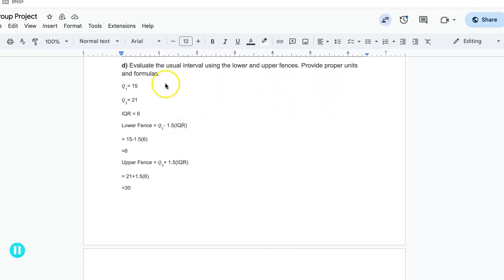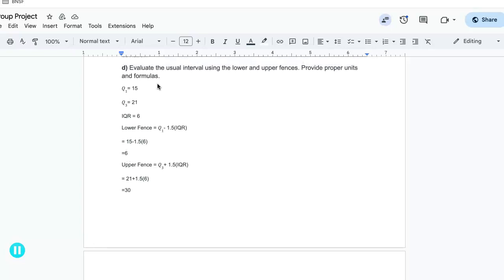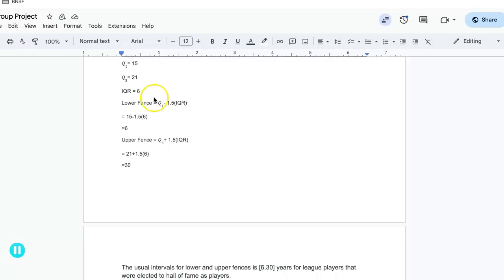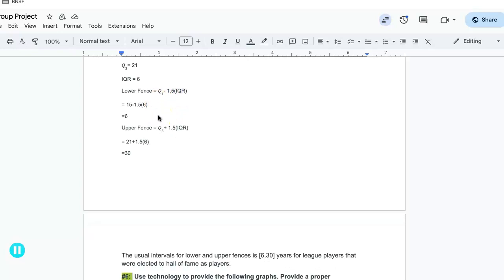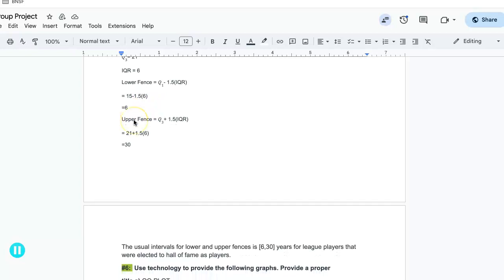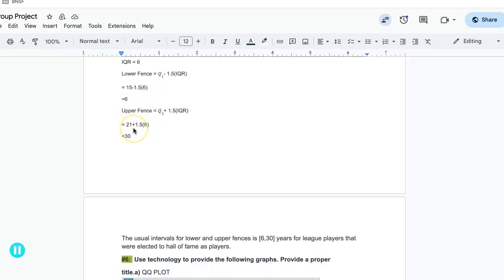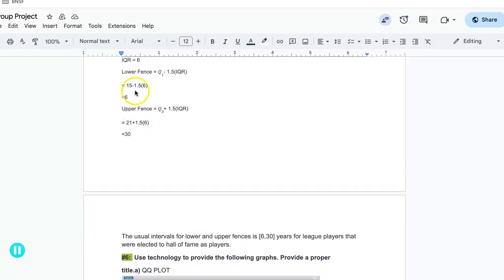For part D, we evaluated the usual interval using the lower and upper fence. In this case, the lower fence was 15 minus 1.5 times 6, and the upper fence was 21 plus 1.5 times 6. And the lower fence equaled 6, and the upper fence equaled 30.